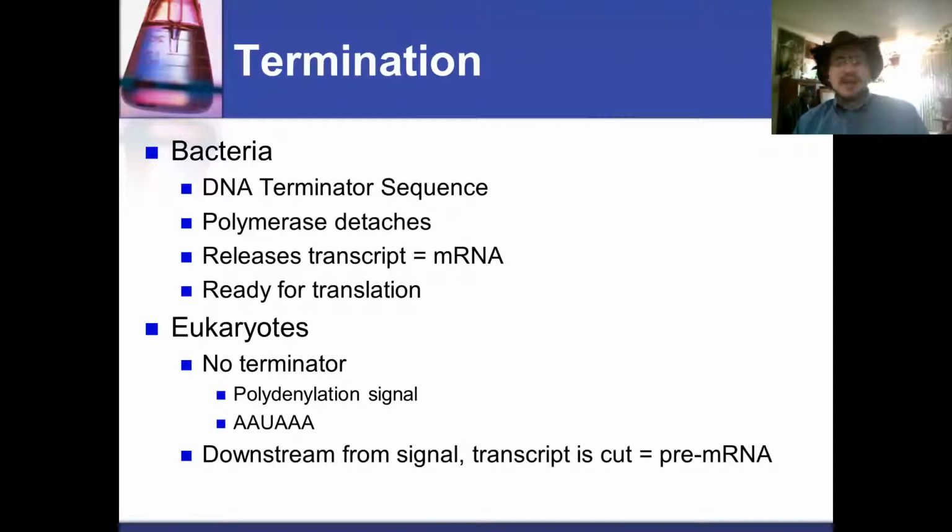So basically, downstream from the signal, the transcript is cut. So instead of the polymerase detaching, the mRNA is cut off of the growing RNA sequence. So the polymerase stays there and it detaches from a separate process. But the transcript is released when AAUAAA appears in the RNA sequence being produced. Once that AAUAAA is there, the signal is cut downstream and it releases the transcript. And that gives us pre-mRNA. Because, in fact, we're not ready for translation yet. Because eukaryotes just gotta be difficult.